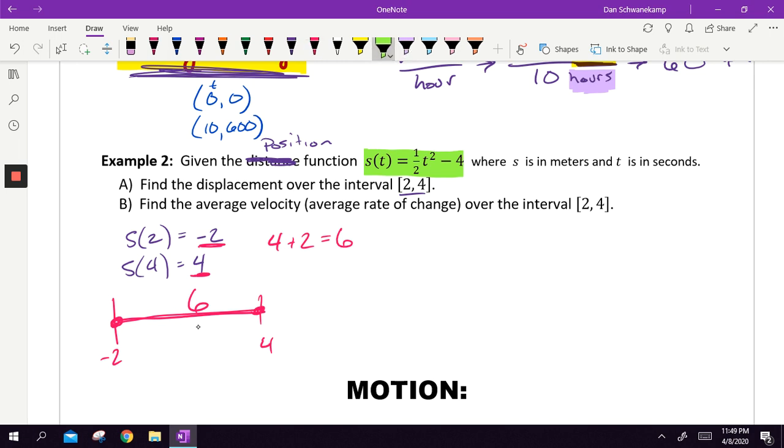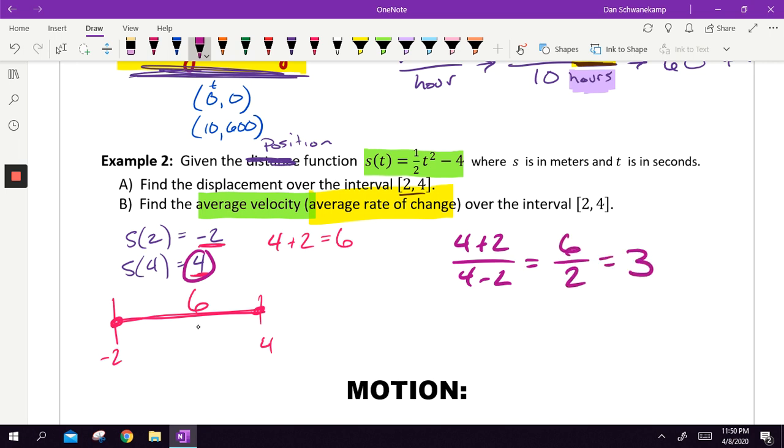Next thing we want to try to do is find the average velocity, or in other words, the average rate of change over the interval from 2 to 4. To find the average rate of change, that means slope. Y sub 2. Well, that's my y sub 2. 4 minus y sub 1, -2. All over x sub 2 minus x sub 1. That's 6 over 2. It's 3. That is my average rate of change.